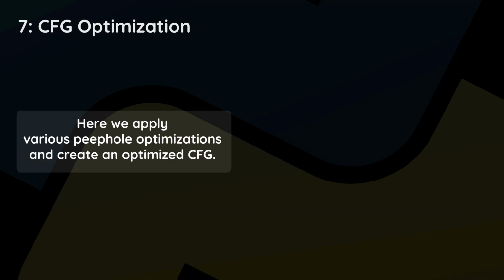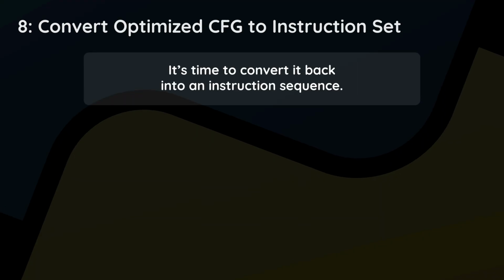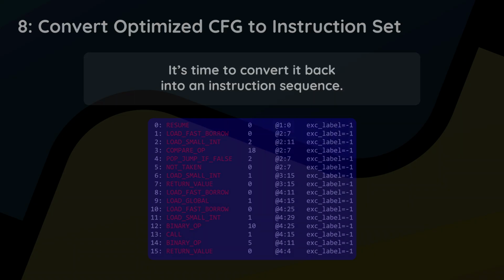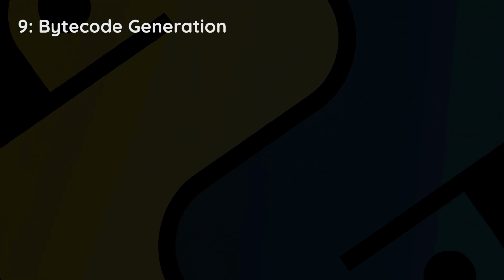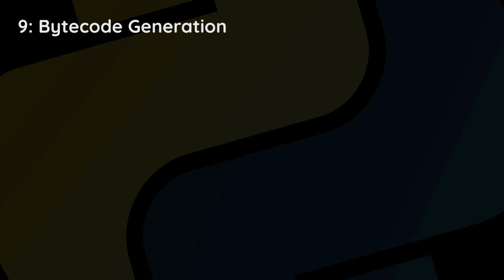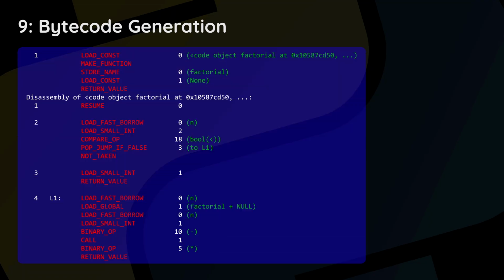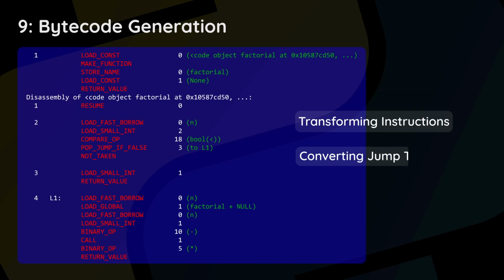Step 7. Here we apply various peephole optimizations and create an optimized CFG. Step 8. Now that we optimized our CFG, it's time to convert it back into an instruction sequence. Step 9. Finally, the sequence of pseudo-instructions is converted into actual bytecode. This includes transforming pseudo-instructions into actual bytecode instructions, converting jump targets from logical labels to relative offsets, and constructing the exception table and location table.